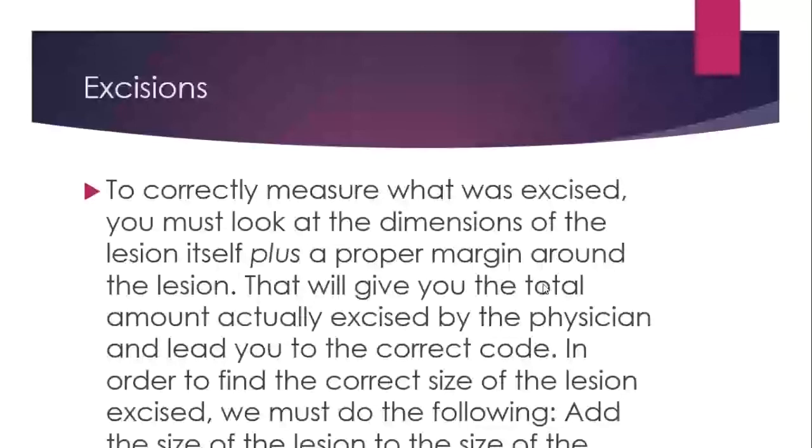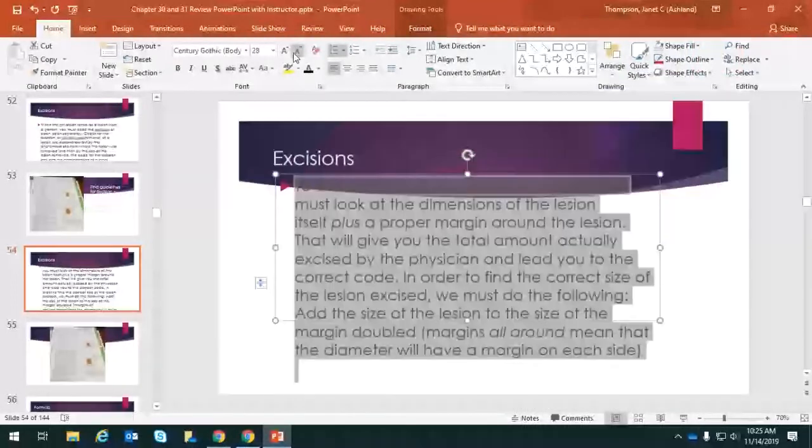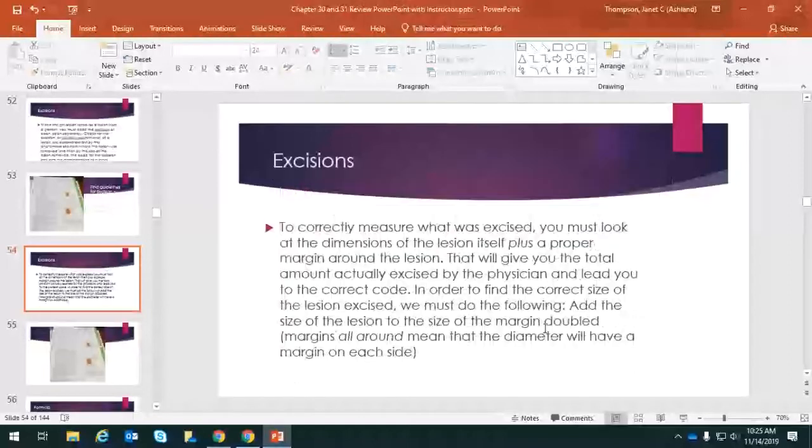When it already says the lesion is 3 by 5 centimeters, including the margins. But let's just say for whatever reason we don't have a margin included, we're going to do an example of how we can calculate that. Okay, so I thought it'd be nice to put my PowerPoint all up. Now the text is too large. To correctly measure what was excised, add the size of the lesion to the size of the margin doubled. It's not going to make sense until we look at an example.